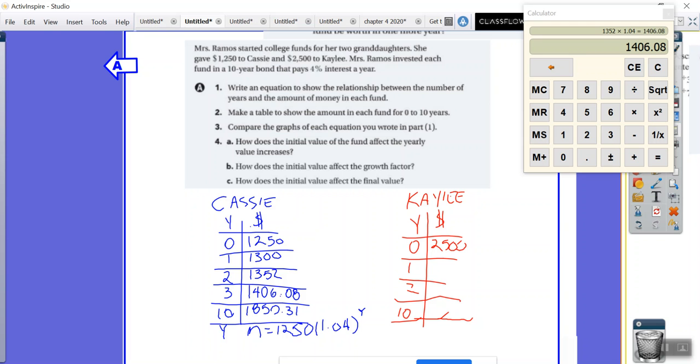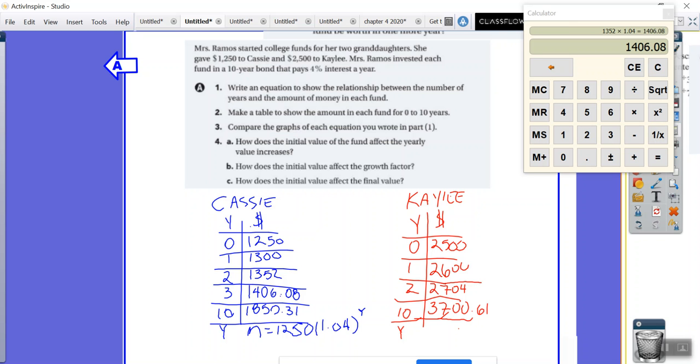And then for 1, I had 2,600. For 2, I had 2,704. Should I go to 3 or just go to 10? Let's just go to 10. For 10, I had 3,700, or 3,761 and some cents.